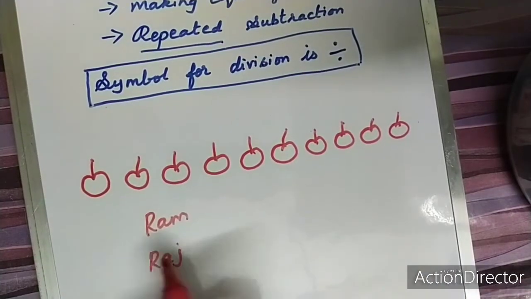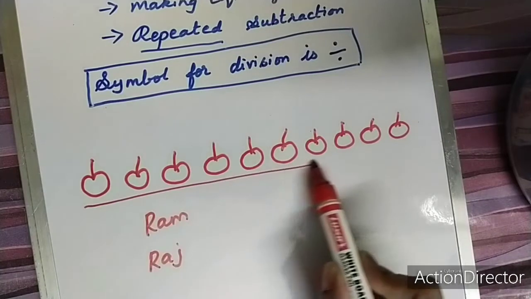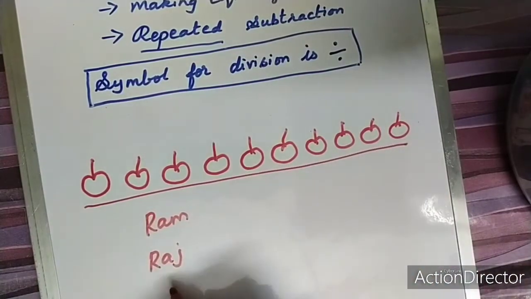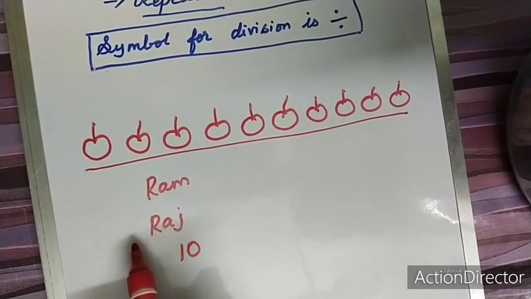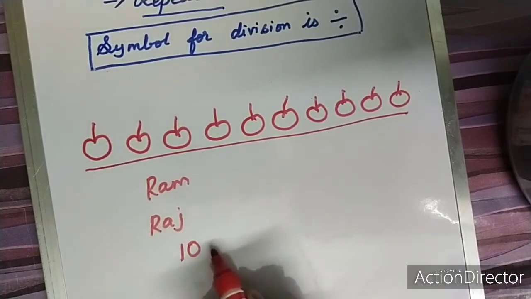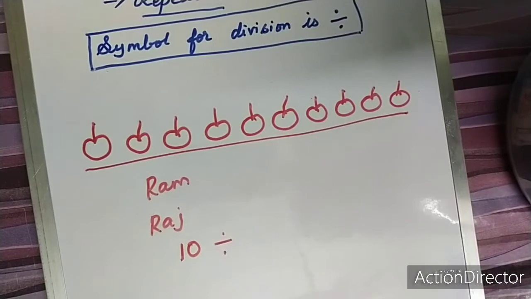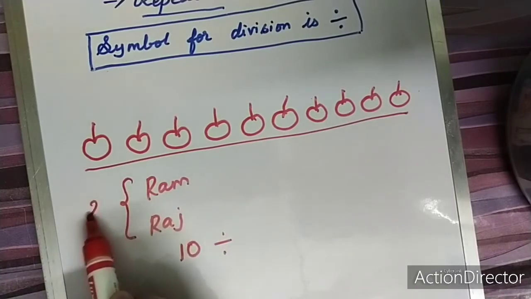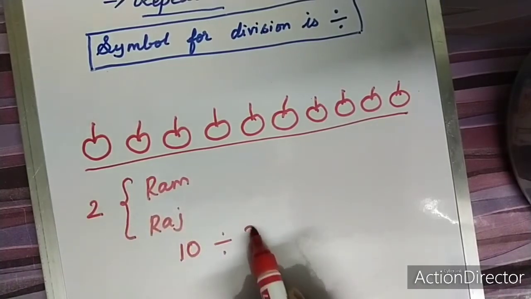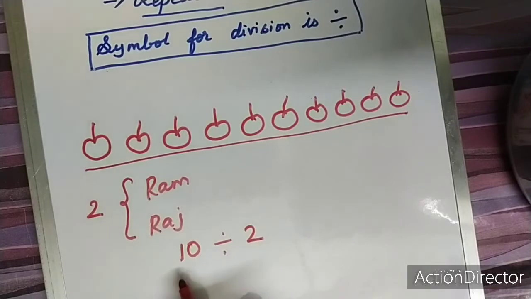How will I share? Totally how many apples are there? 10 apples. How many persons are there? 2 persons. I'm going to share equally. Sharing means what symbol should I use? The division symbol. So I'm going to use the division symbol, and between what? 2 persons, the 2 friends. 10 apples I'm going to share with 2 persons.